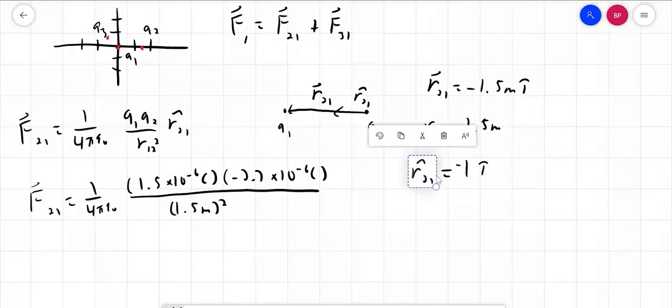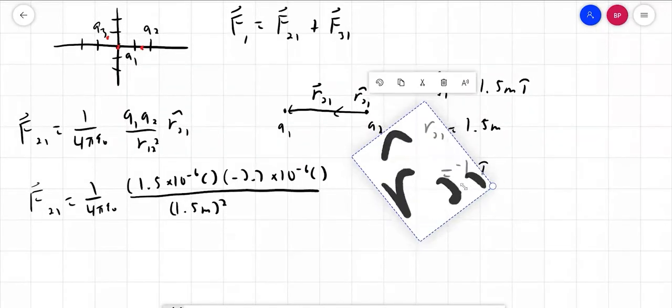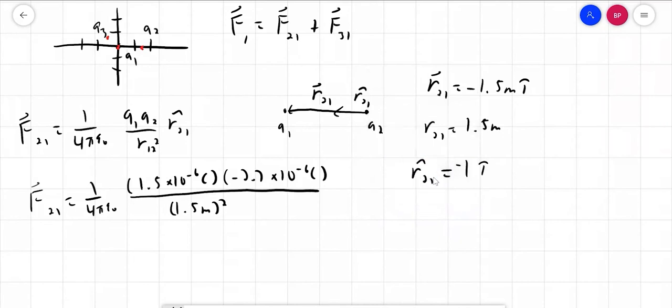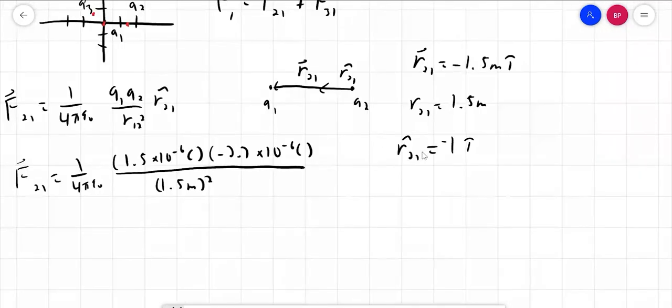And then we multiply by our unit vector. So let me move this out of the way. We multiply this by our unit vector, which is negative 1 in the x direction. All right, so the result of doing this is 0.016 newtons in the x direction.